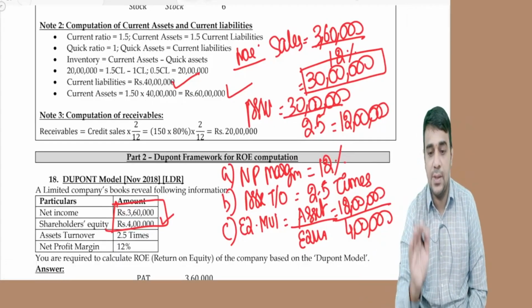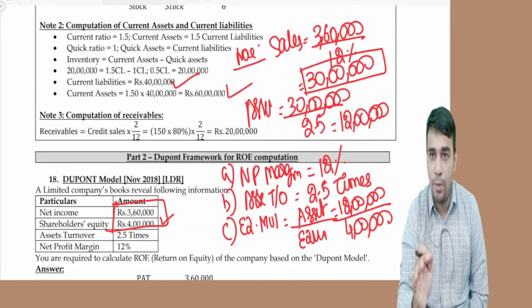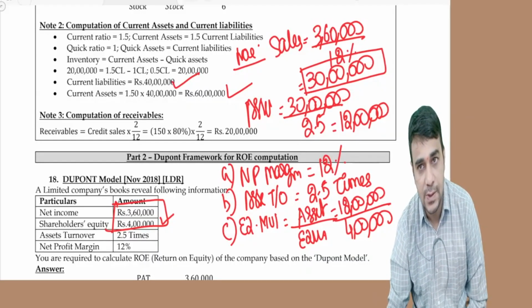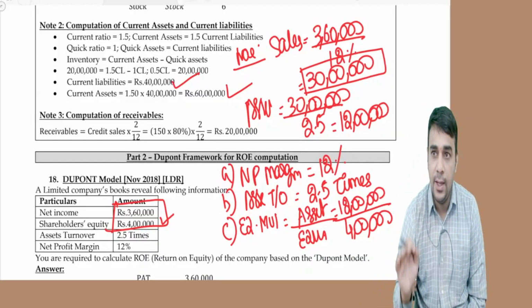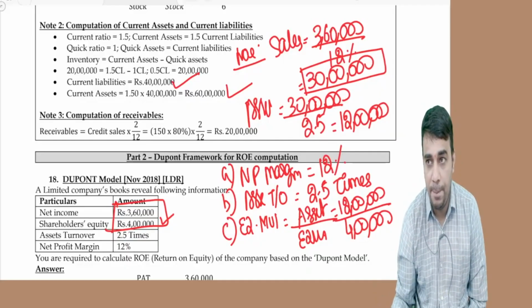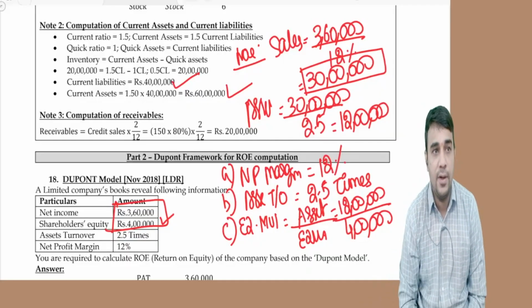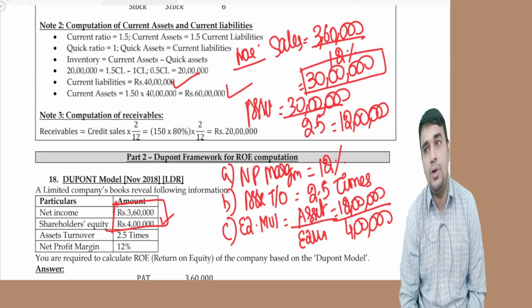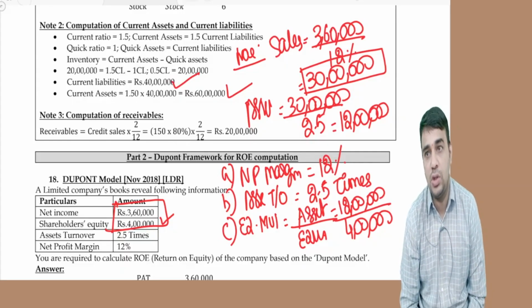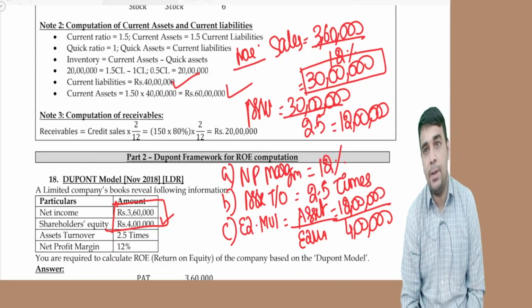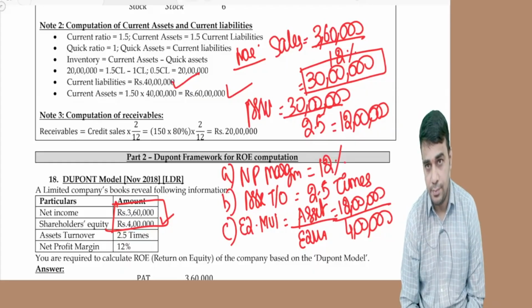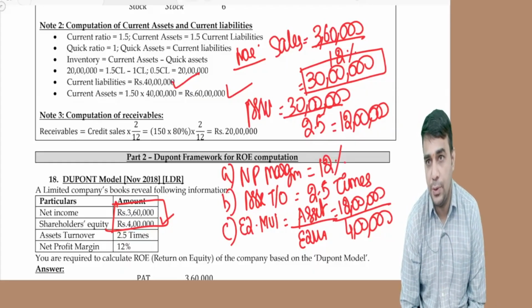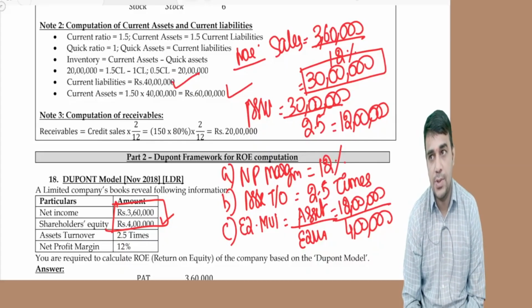3 times. 12% into 2.5 into 3. It looks like more of a formality type of question, okay? 12% into 2.5 into 3 is the ROE number. Any doubts in this? Understood?